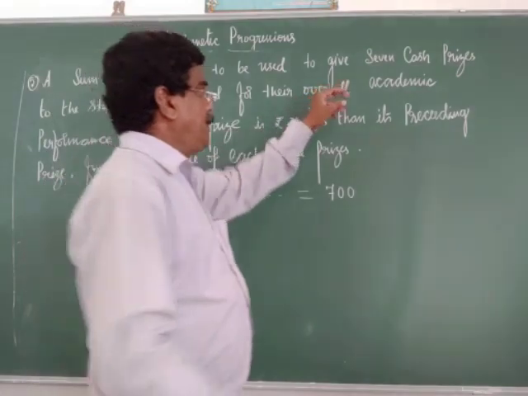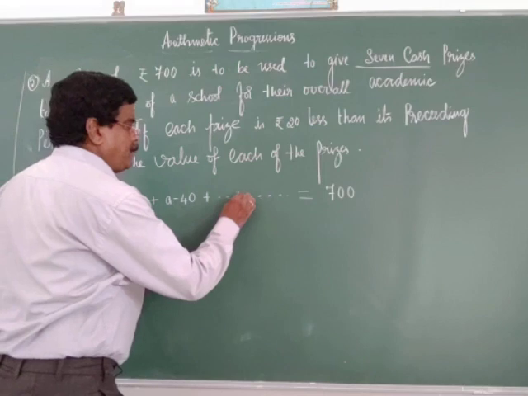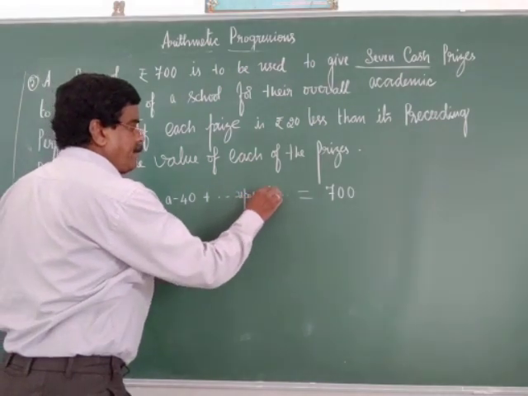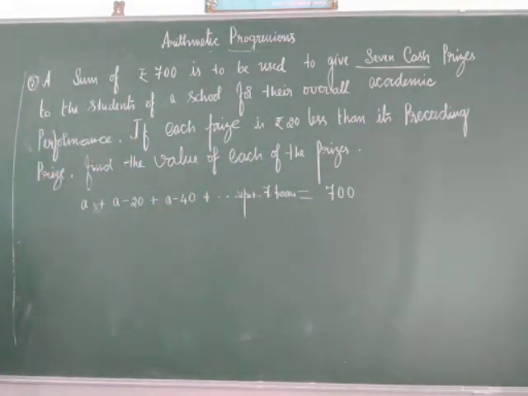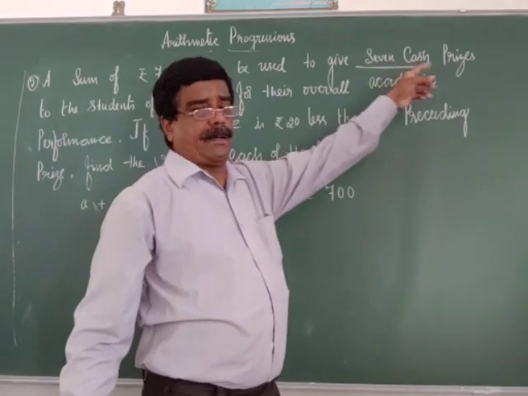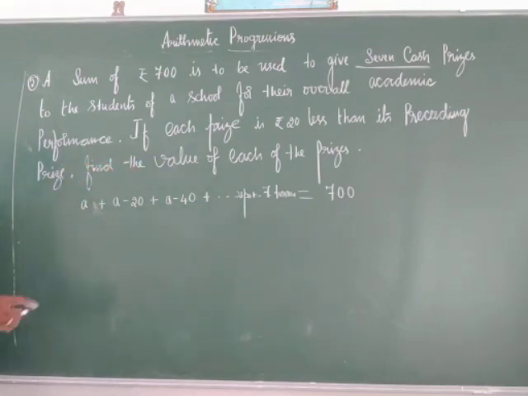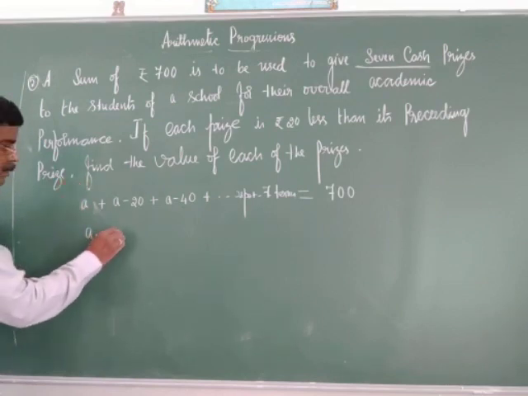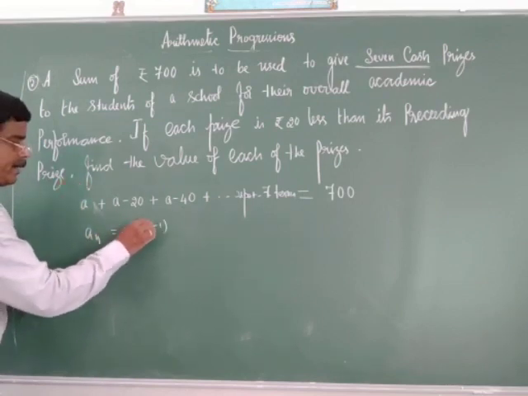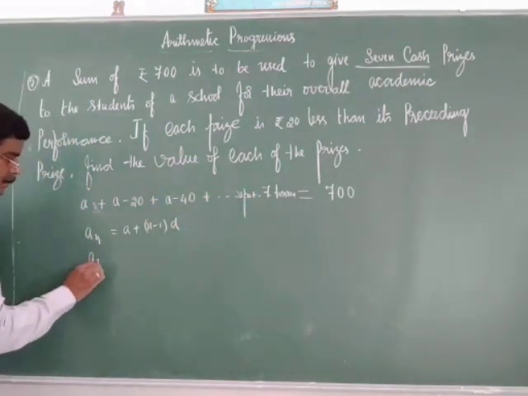Here it is given, children, 7 cash prizes. Means up to 7 terms, which is equal to 700. Up to 7 terms, because it's given here 7 cash prizes. It means the first one is A, the second term is A minus 20, then that 7th term you find out. The 7th term means what? That is An is equal to a plus (n minus 1) into d. The 7th term is A7, the last term.